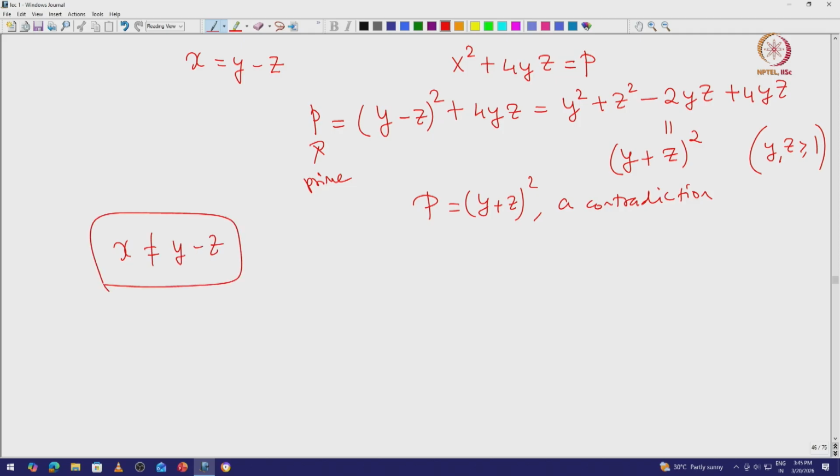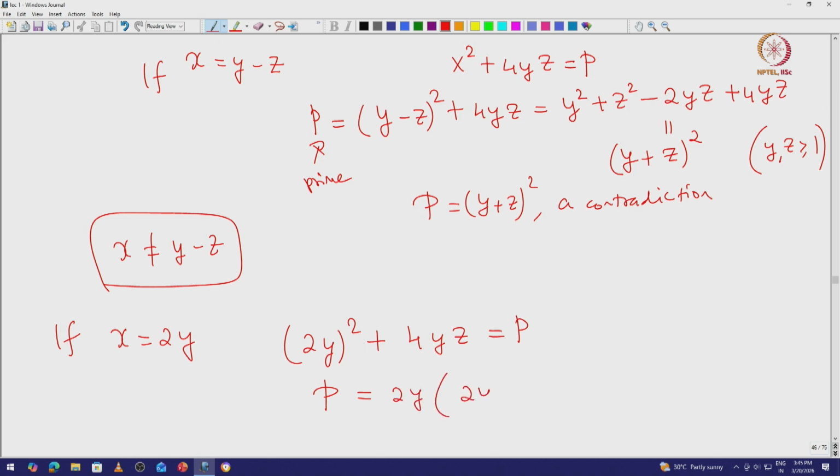Okay. Similarly, let us see, x can be 2y. If x is 2y, then what happens? Again we can substitute there: (2y) square plus 4yz equal to prime p, but then that would imply that I can take 2y outside, it becomes 2y times (y plus z).